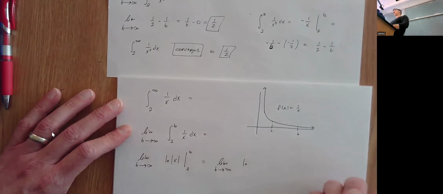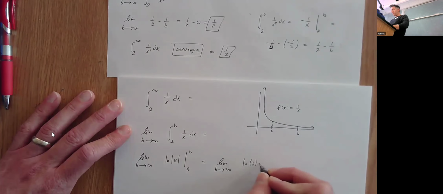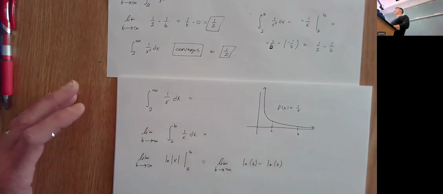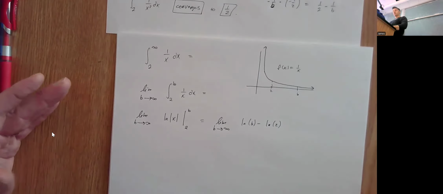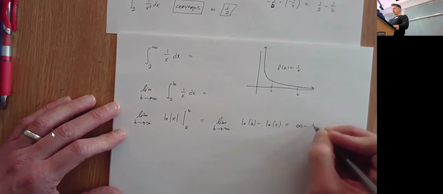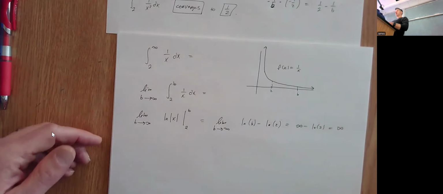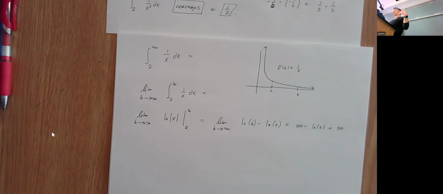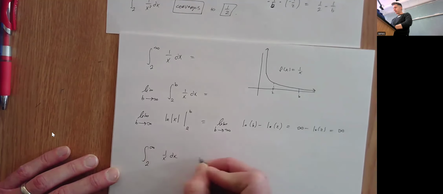You don't need to write the absolute values anymore because b is positive and 2 is positive. So we can just write natural log of b minus natural log of 2. It would also be fine to write the absolute values still. And then it's important to know that as b gets really, really large, the natural log of b also gets infinitely large. This is going to be infinity minus the natural log of 2, which is infinity. So this integral doesn't exist in that the area under the curve isn't some finite value. It's not getting close to one particular number. It is diverging. So we would say that this integral from 2 to infinity of 1 over x dx diverges.